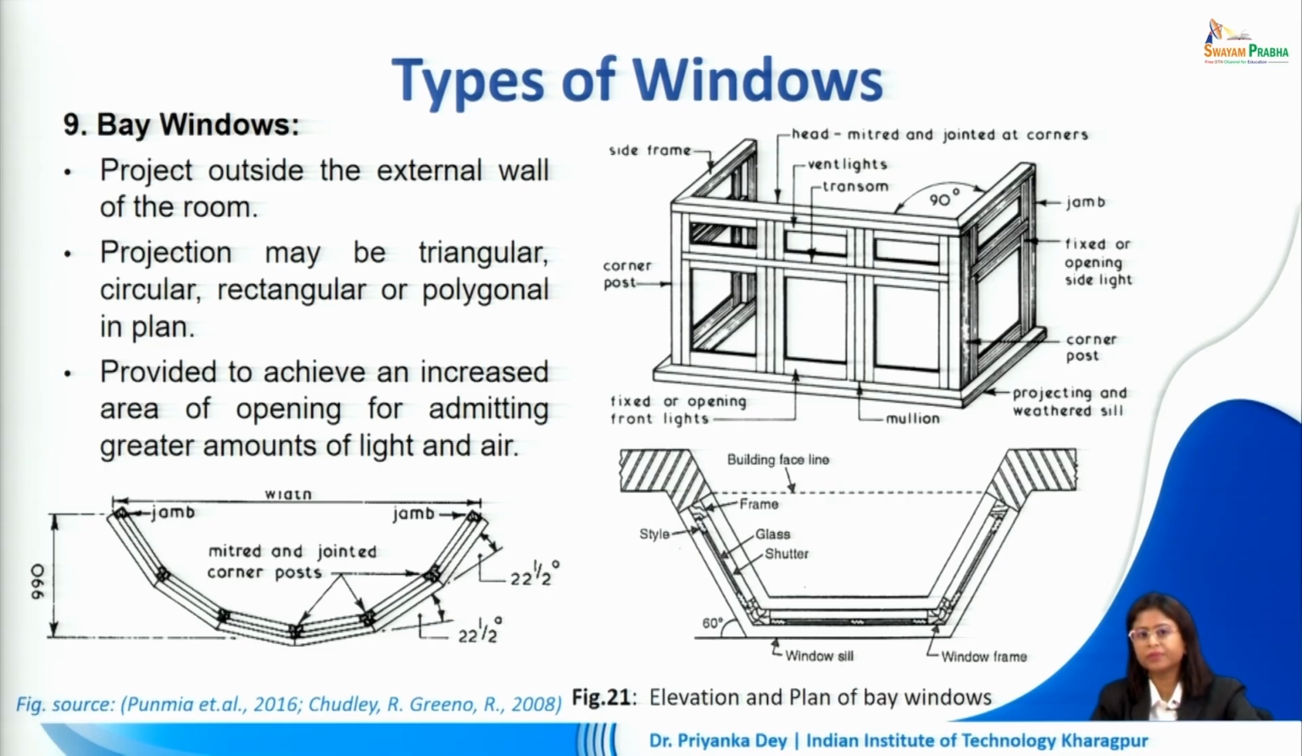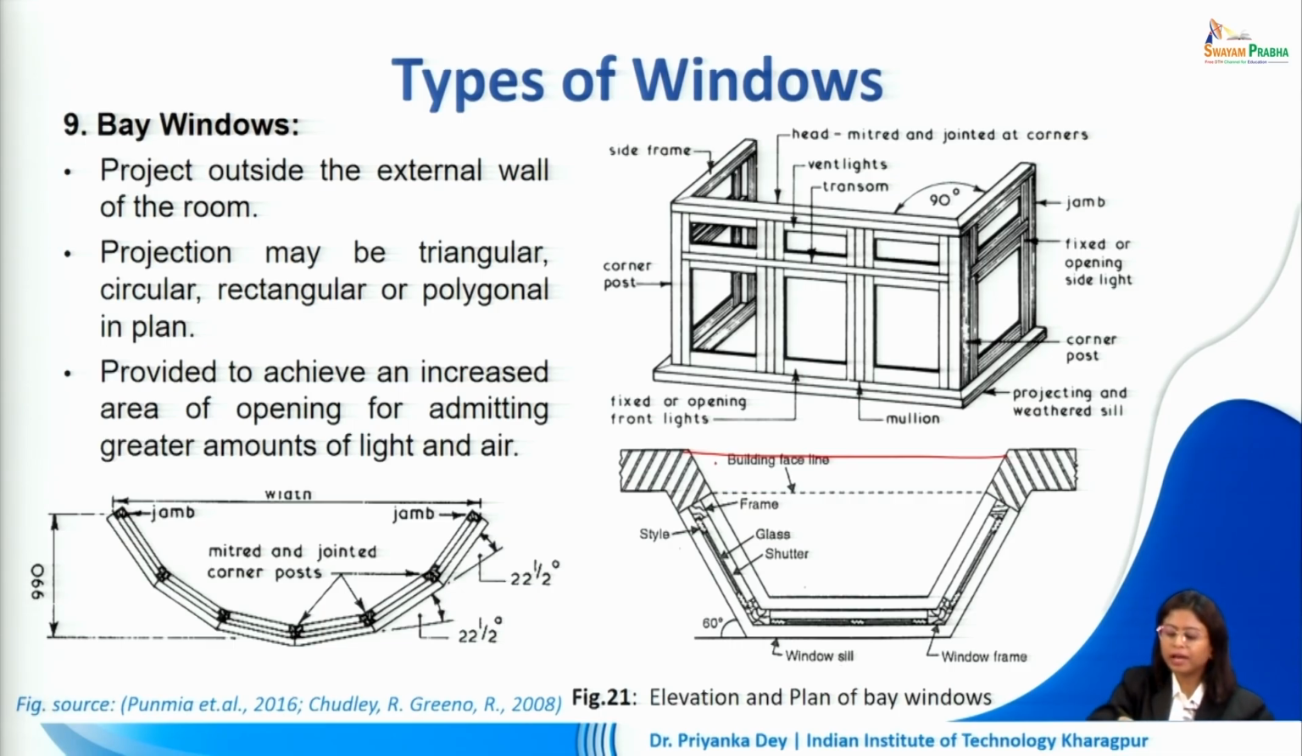bay window. Now this is provided to achieve an increased area of opening for admitting greater amounts of light and air. They also provide a wonderful architectural opportunity to create sitting spaces at the internal portion of the room. This allows us a space where one can create a sitting space or a storage space near the window opening. A lot of light and ventilation can be received in this area.